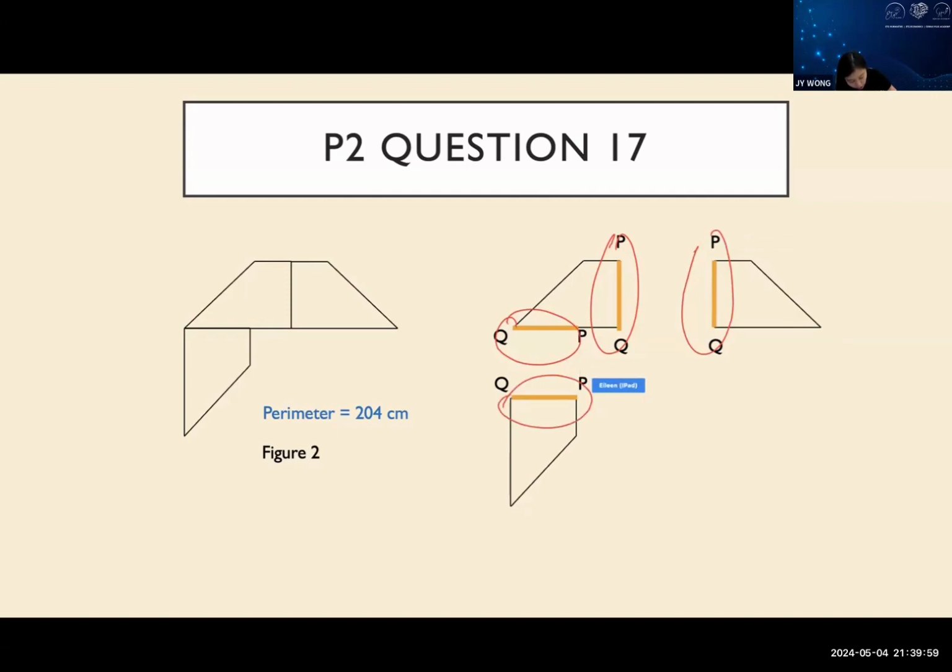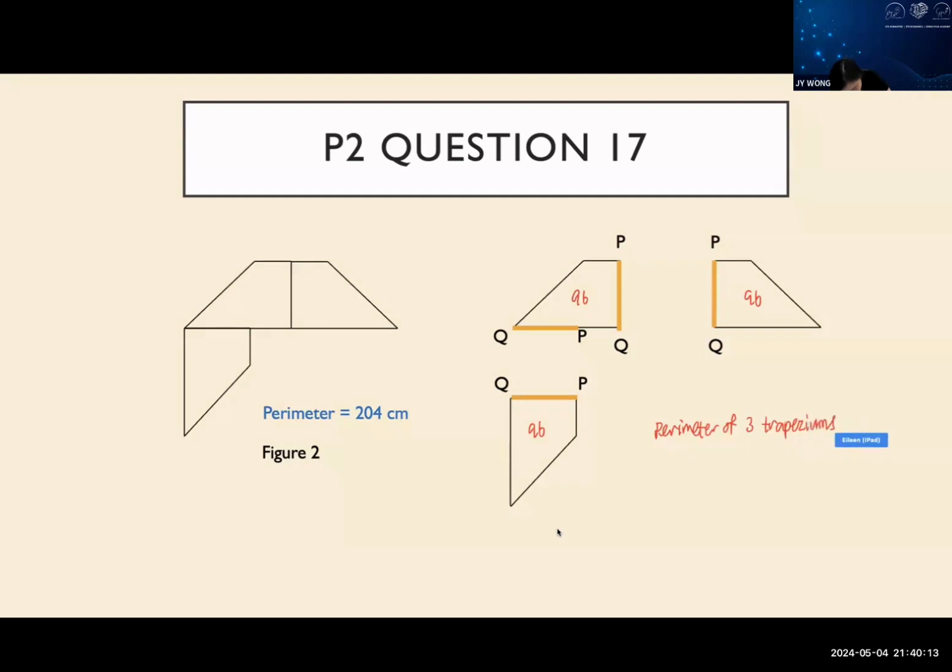So now, just now I got a question, right? I said that each of these is 96. So if I want to find the perimeter of 3 trapeziums, what would it be? 96 times 3, which will give you 288. Correct? But you see, just now figure 2 was only 204. Why? Because 204 doesn't include this part that was originally joined. So now when you split them up, I need to consider all these parts, the new parts that are exposed. So they are counted as perimeter.